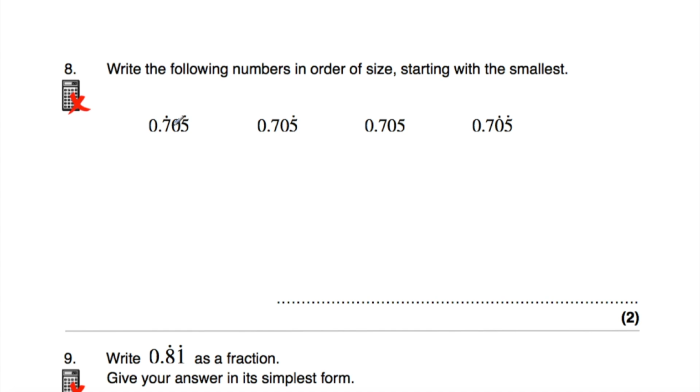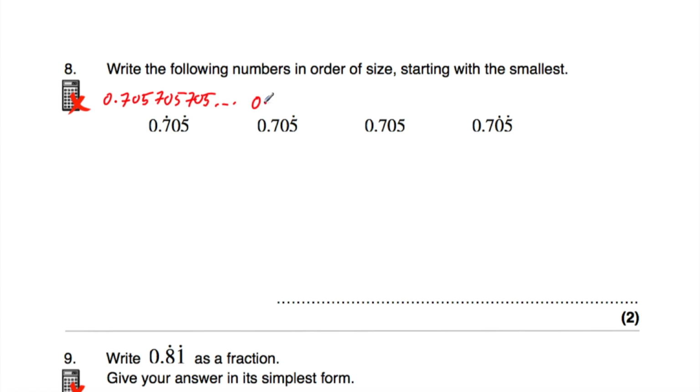So we've got 0.705 with the dots above the 7 and the 5, 0.705 with the dot above the 5, 0.705 just terminating, and 0.705 with a dot above the 0 and the 5. Okay, let's write these numbers out. 0.705, 705, 705, and so on, because we've got a dot above the 7 and the 5. That means that the 705 all repeats.